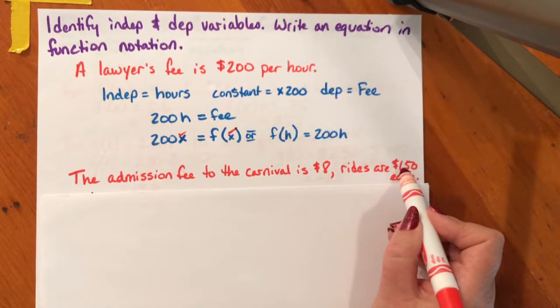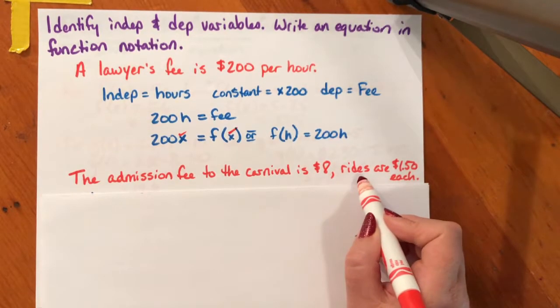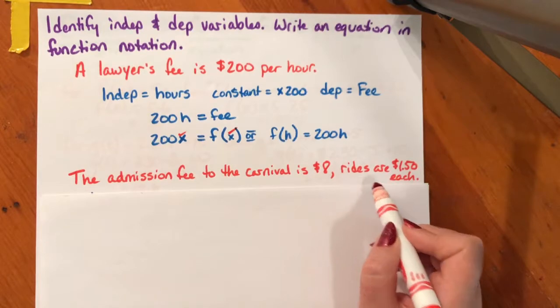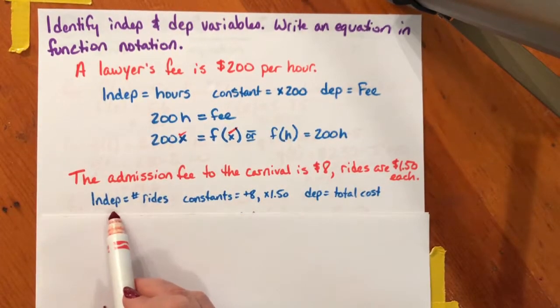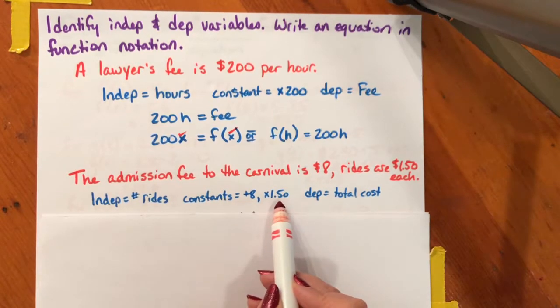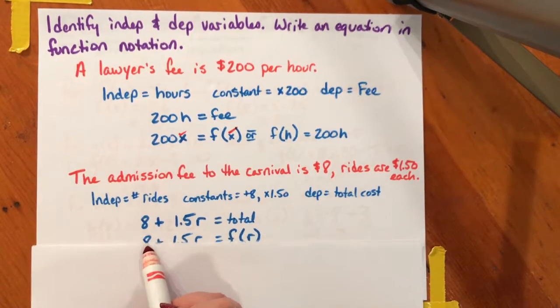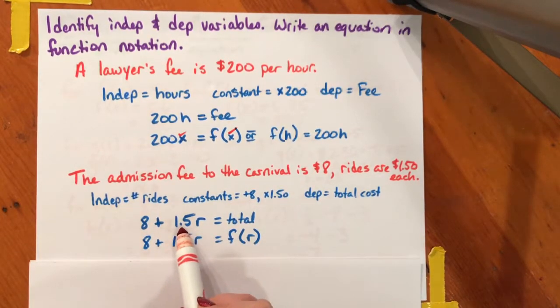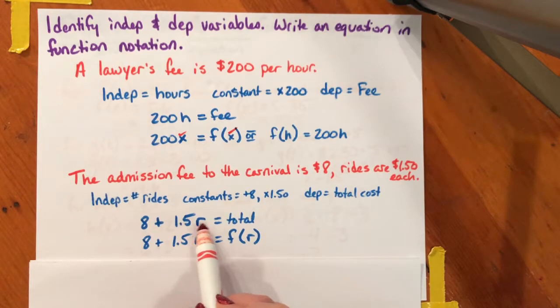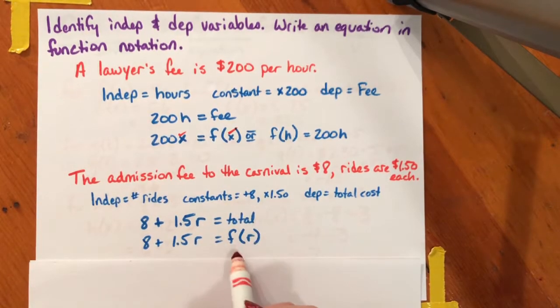This is a constant. The question, the independent variable, the one you have control over, is how many rides do you go on? So we've got independent variable is the number of rides. The constants are $8 and $1.50, and then the dependent is the total cost. And we're going to write that as 8 plus 1.5 times the number of rides is going to give us our total cost. And our total cost is going to be f of r, because r is our variable.